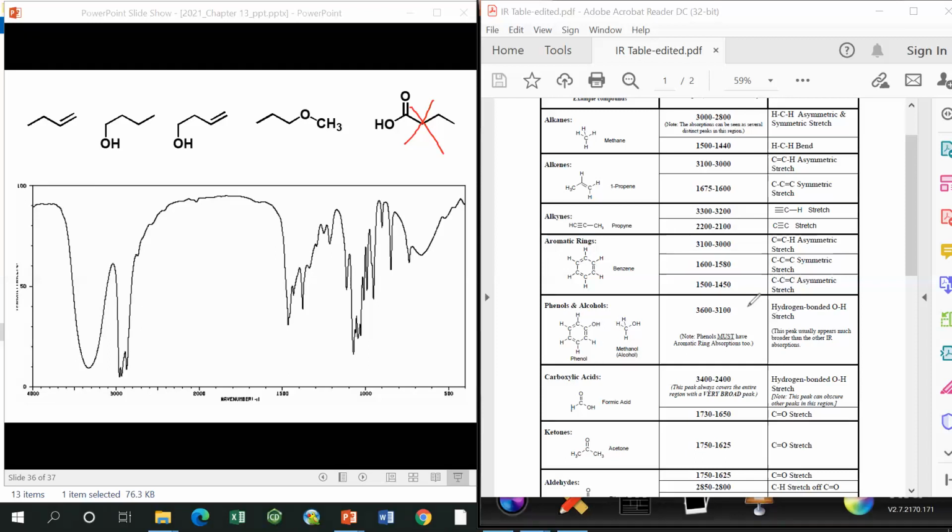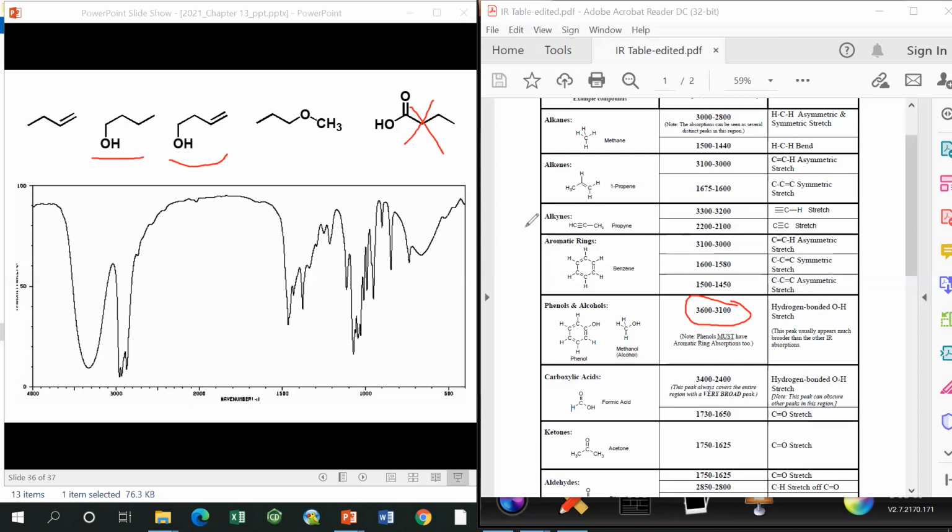So that means this compound has to be an alcohol. Then we quickly shrink the answer to these two. We see what's different between these two compounds. The first one has just a saturated C-C single bond. The second one has a C=C double bond, an alkene.